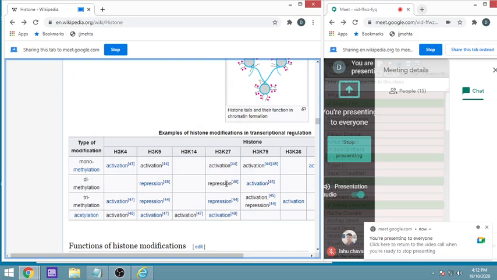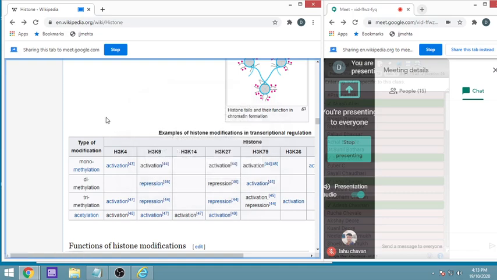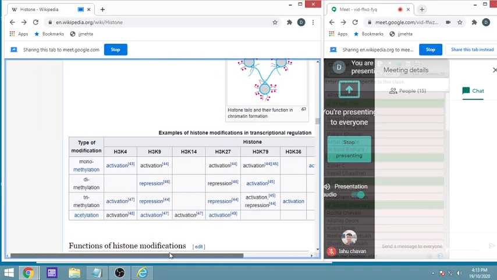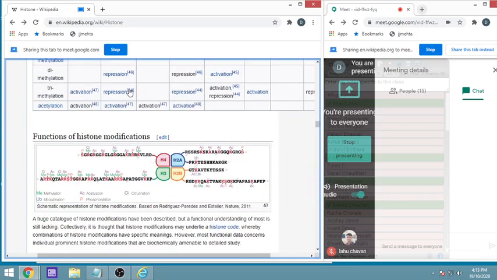But in some examples there is a dimethylation at H3K27, lysine 27, and that is causing repression. H3K9 is also causing repression. Repression means stopping of gene expression. So it will cause either activation or repression. These are the various activities. These are the histone modifications, or post-translational modifications, in transcription and regulation.